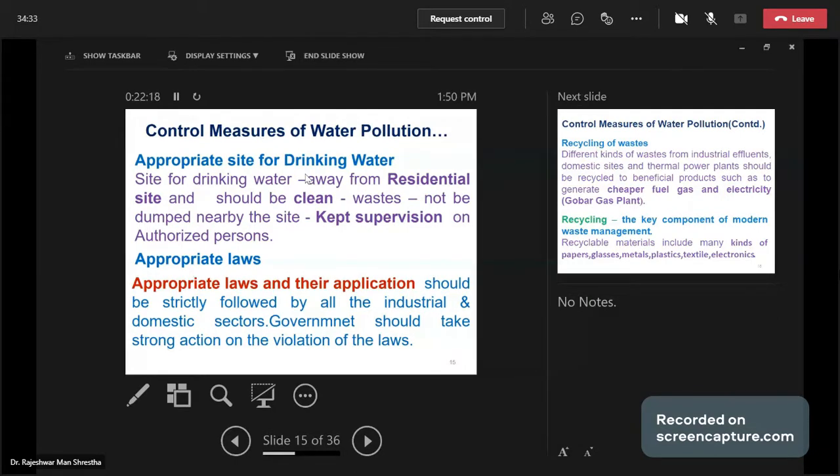Then next is appropriate laws. Appropriate laws and their application should be done strictly, and all the rules and regulations should be strictly followed by the industrial and domestic sector. And governments should take strong action on the violation of the laws.